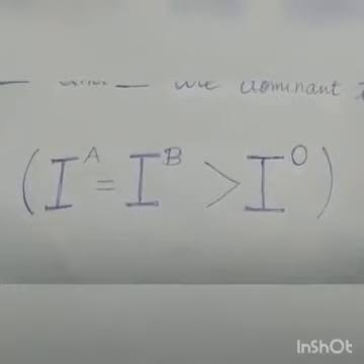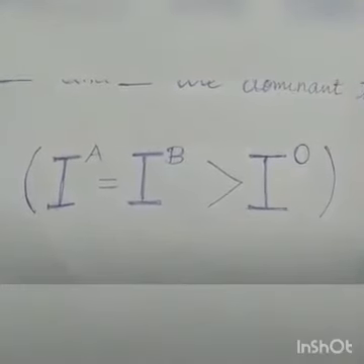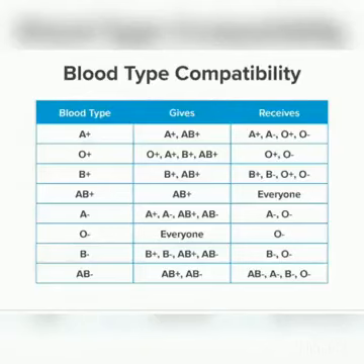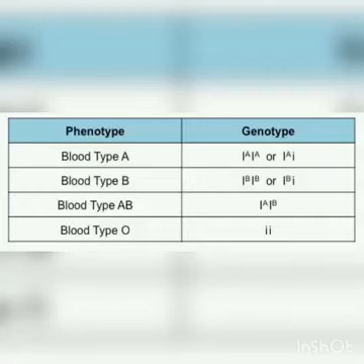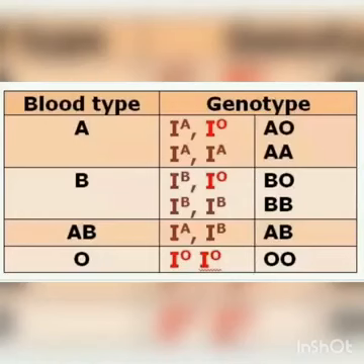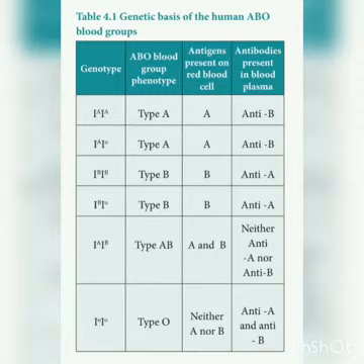A child receives one of three alleles from each parent, giving rise to 6 possible genotypes. What is genotype? Genetical makeup. So genotype, and 4 possible blood groups, that is phenotype, morphological character. The genotypes are IAIA, IAIO, IBIB, IBIO, IAIB and IOIO. So we can see the genetic basis of ABO blood groups in this table.